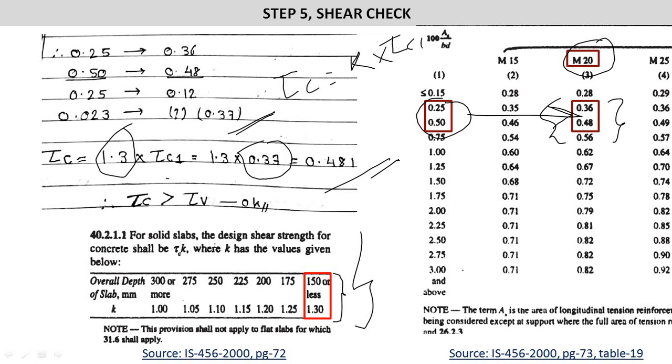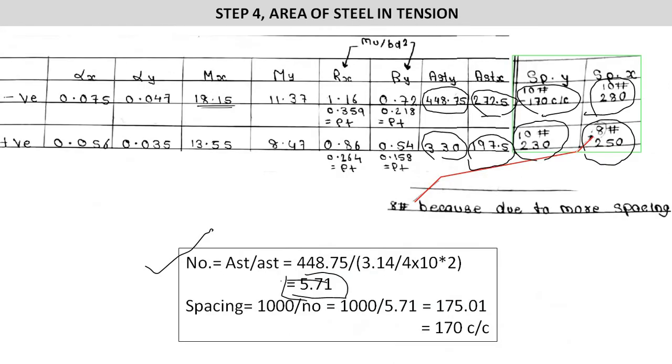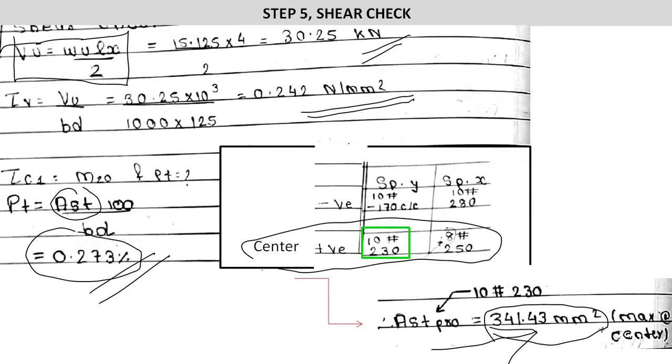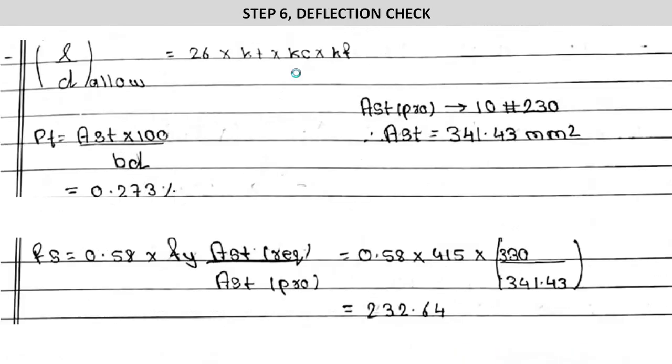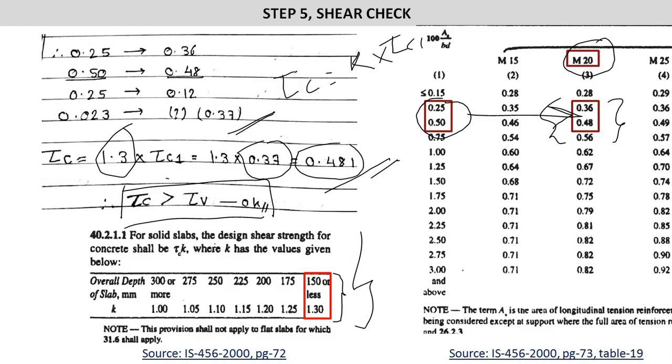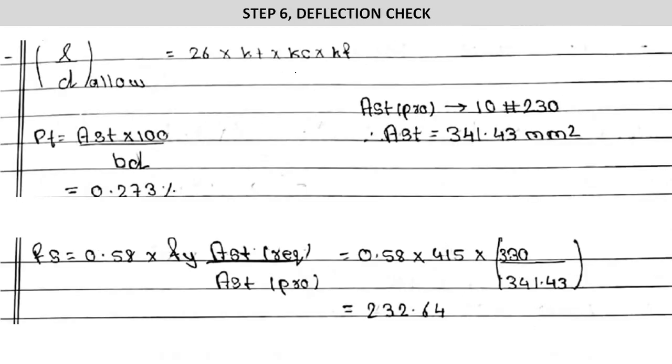The value of tau c is greater than tau v. The value of tau c is 0.481 and the value of tau v is 0.242, so tau v is less than tau c, so it is okay, and no shear reinforcement is required. So here the check for shear is completed. Now step number 6 is the deflection check.